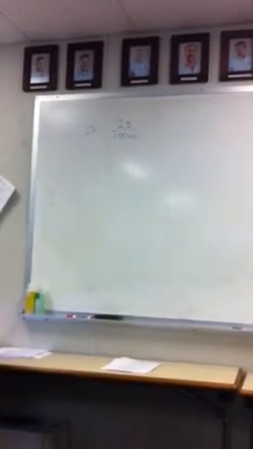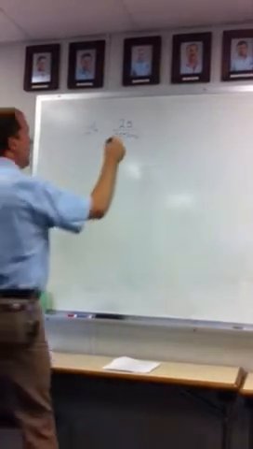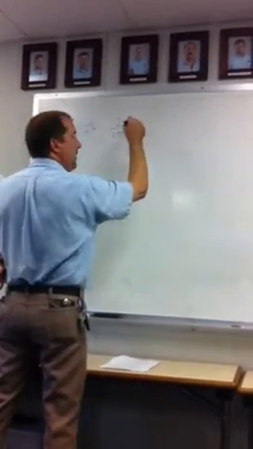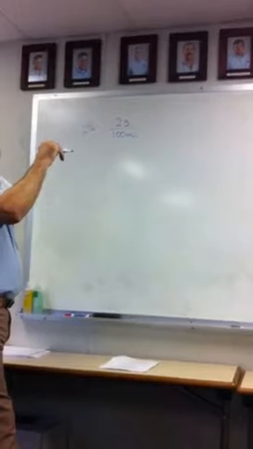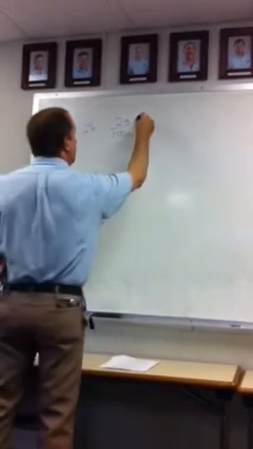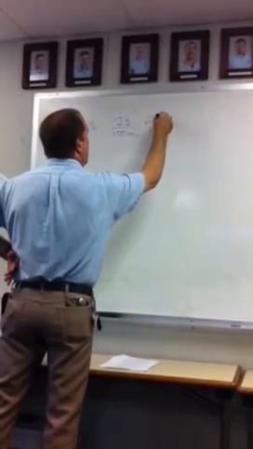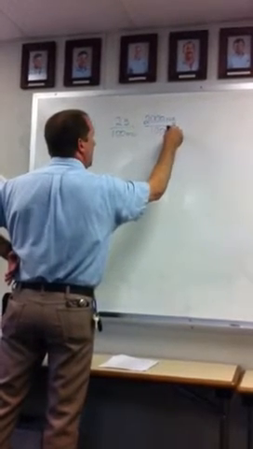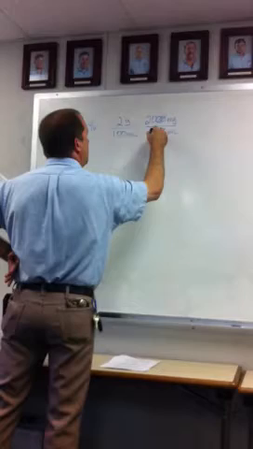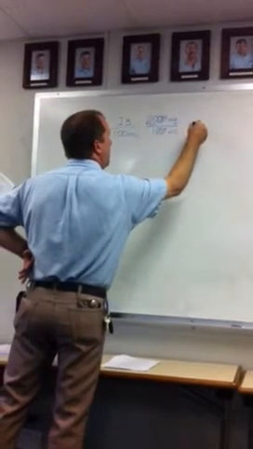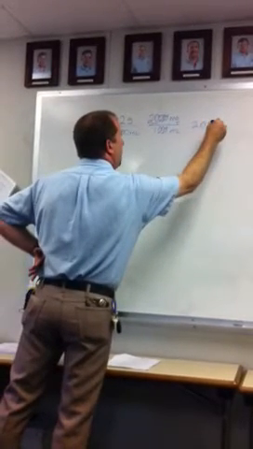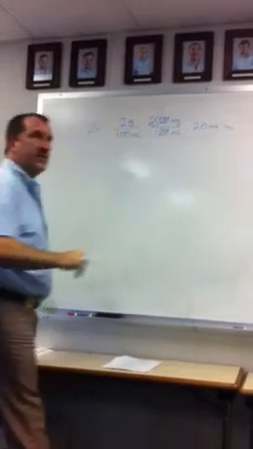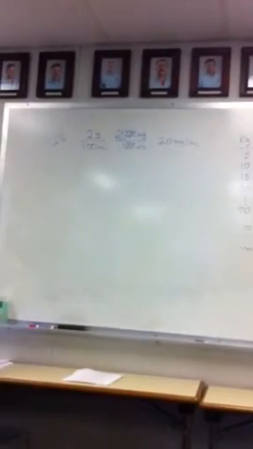How many milligrams are there in 2 grams? 1,000. 2,000. Okay? 2,000 milligrams per 100 mils. Bust off a couple of zeros. That leaves me with 20 milligrams per milliliter as a concentration for anything that's 2%.